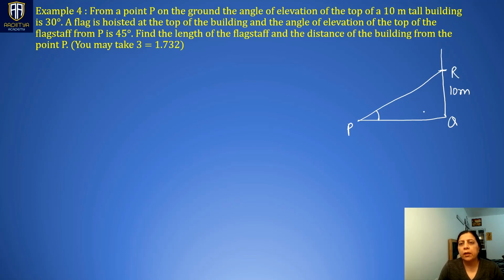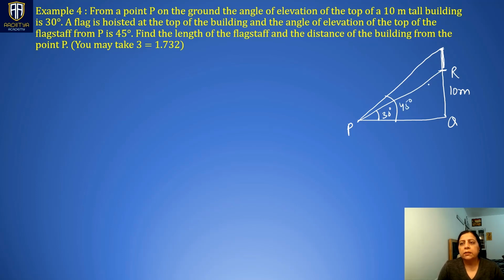Now a flag is hoisted at the top of the building and the angle of elevation of the top of the flagstaff. See, a flagstaff is a kind of pole to which the flag is attached. So this is the flagstaff, and the top of the flagstaff is this point. Then the angle of elevation of the top of the flagstaff from P is 45. When we look at the top of the flagstaff, the angle of elevation here is 45 degrees, right? This is 45 degrees.